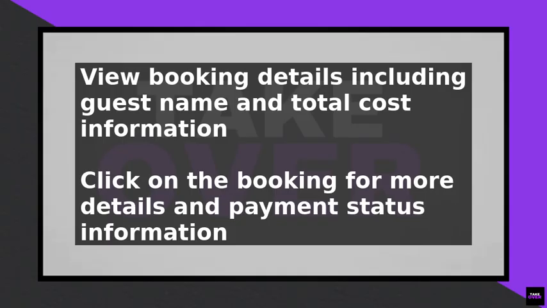and the guest. If you need to make any changes to a booking, such as updating the guest's information or adjusting the dates, you can do so by clicking the Edit button. Be sure to communicate any changes to your guest promptly to avoid any confusion.